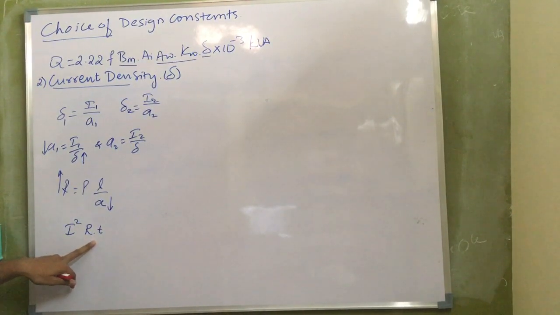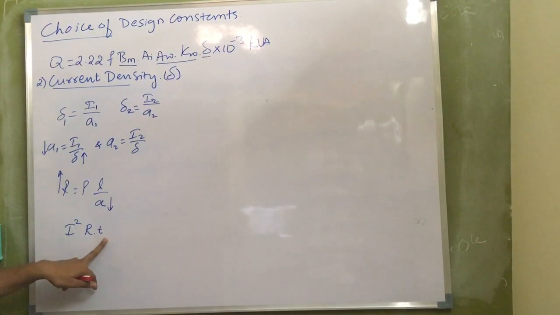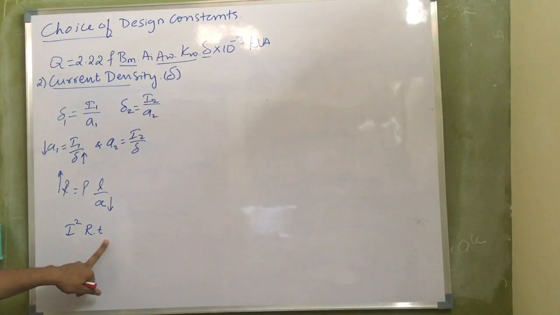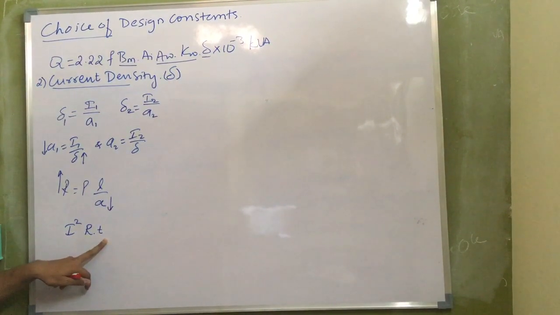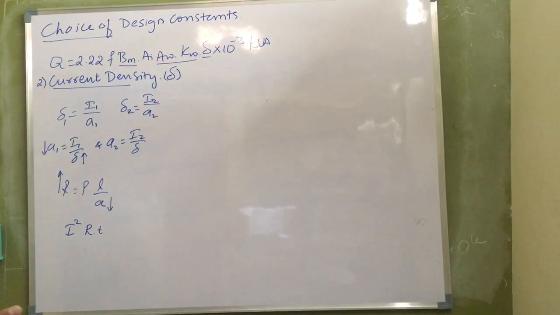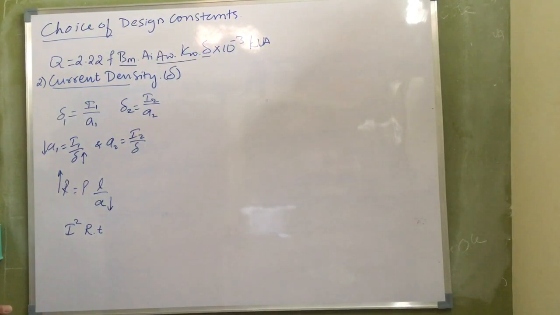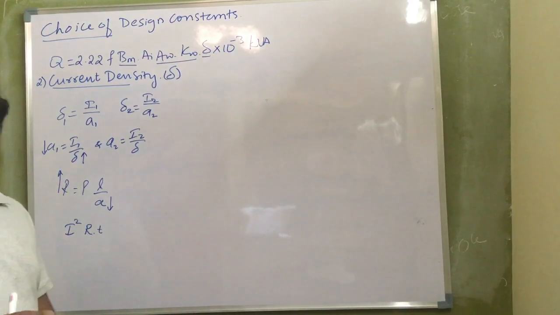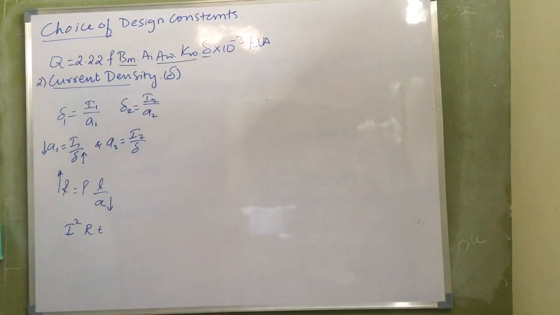T is time, not temperature. So I square R T, because time is important. A transformer is kept in operation for years together, not even days. Therefore, a large amount of copper losses will be there, because of which there will be an increase in temperature. So my concern about the choice of delta is that the temperature rise should be less. Temperature rise is nothing but my copper losses. The value of delta should be such that the copper losses in the machine are less.